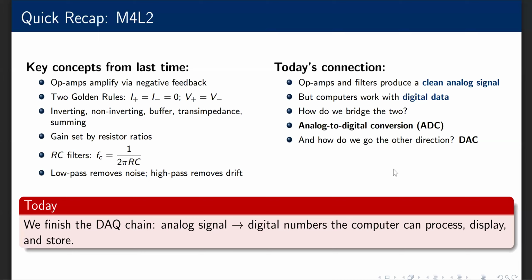In today's lecture, we're going to be connecting to this as well, and we're going to be looking at how the op-amp and filter give us a clean analog signal. But the computer can't work with the analog, it needs digital numbers. The bridge is the ADC, and we'll spend most of today understanding it. We'll also look at the return bridge, the DAC, that lets the computer control the instrument.